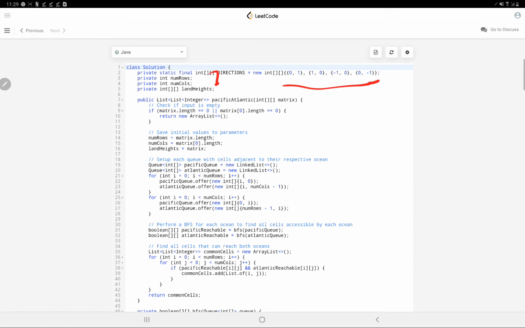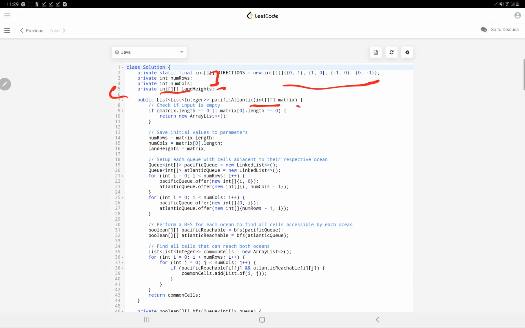So, number of rows and number of columns are just the dimensions. This is our main function, which has the coordinates, and we have to return a doubly nested array list of integer values.